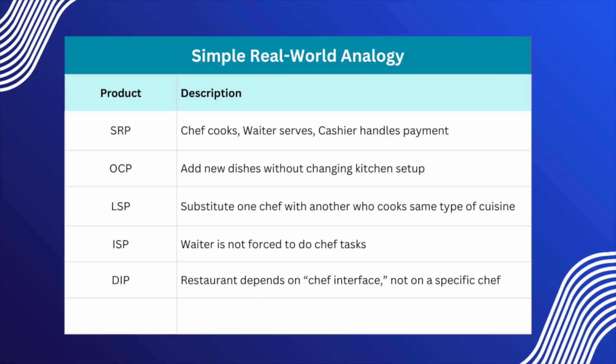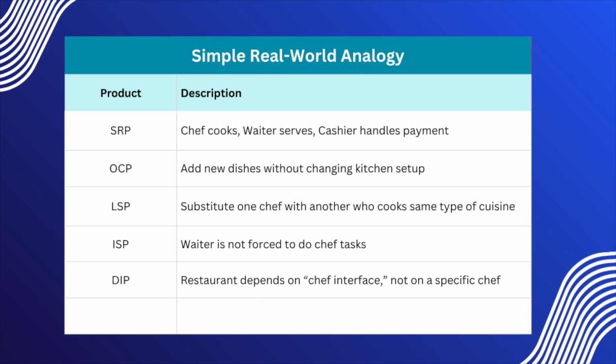Open closed principle: adding a new dish without changing the kitchen setup. So it's open for extension but closed for modification. Now next, LSP. Let's say if your main cook is not there, there should be another substitute chef that can cook the same type of cuisine. That is the substitution principle.